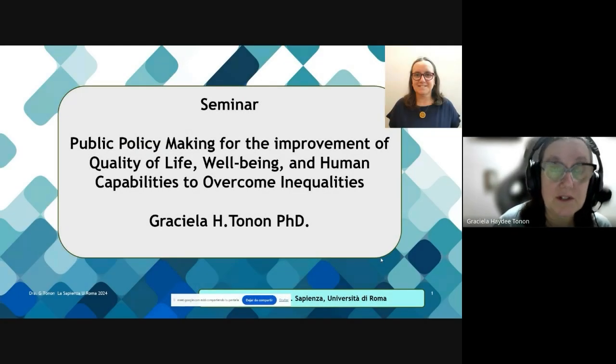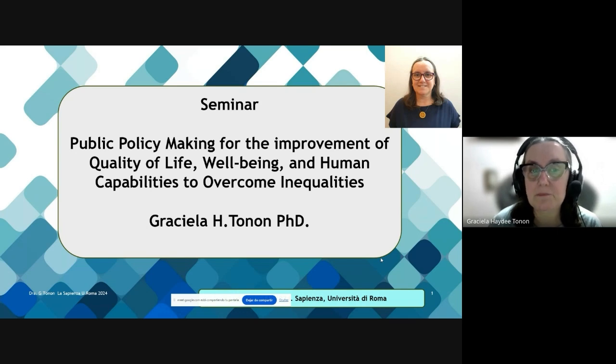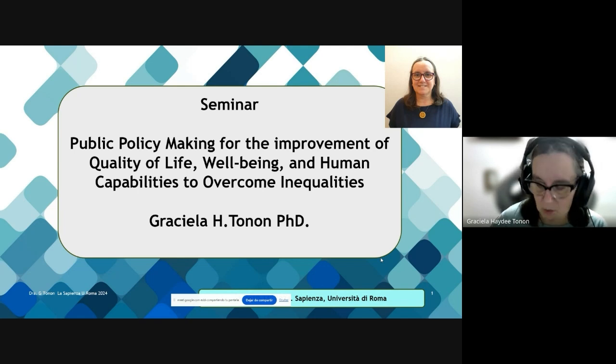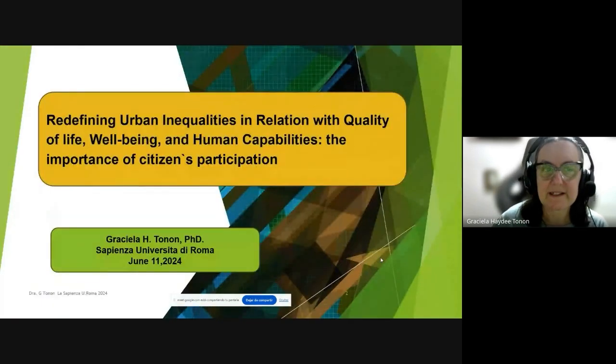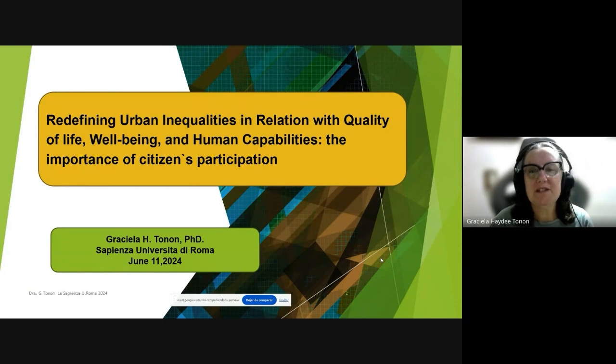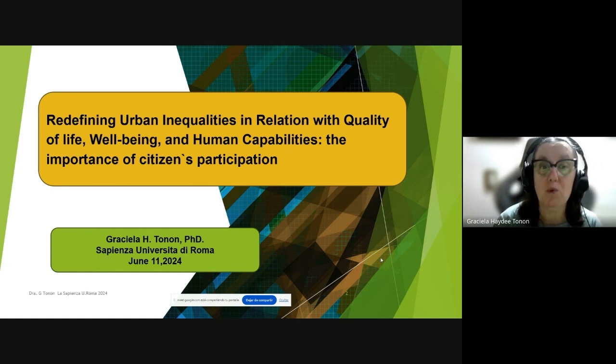Morning, we will continue with our seminar, Public Policy Making for the Improvement of Quality of Life, Well-being, and Human Capabilities to Overcome Inequalities. Today, our session will be dedicated to the topic of redefining urban inequalities in relation with quality of life, well-being, and human capabilities, the importance of citizens' participation.